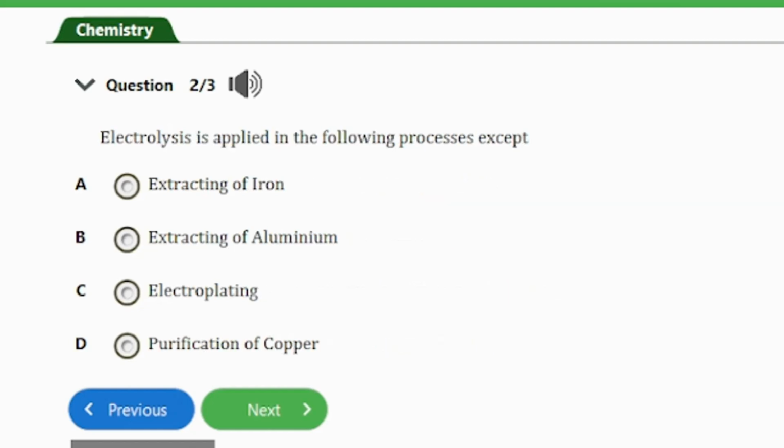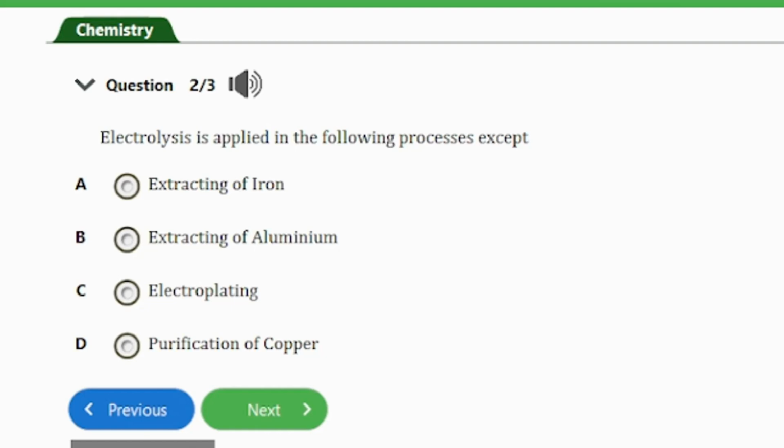Question number 2. It says, electrolysis is applied in the following processes except A. Extracting iron. B. Extraction of aluminium. C. Electroplating. D. Purification of copper.